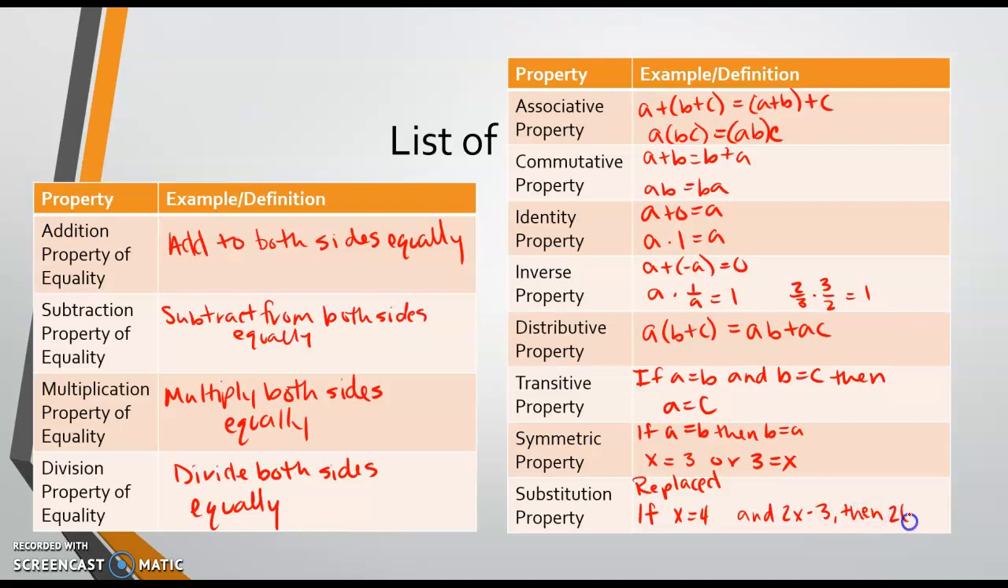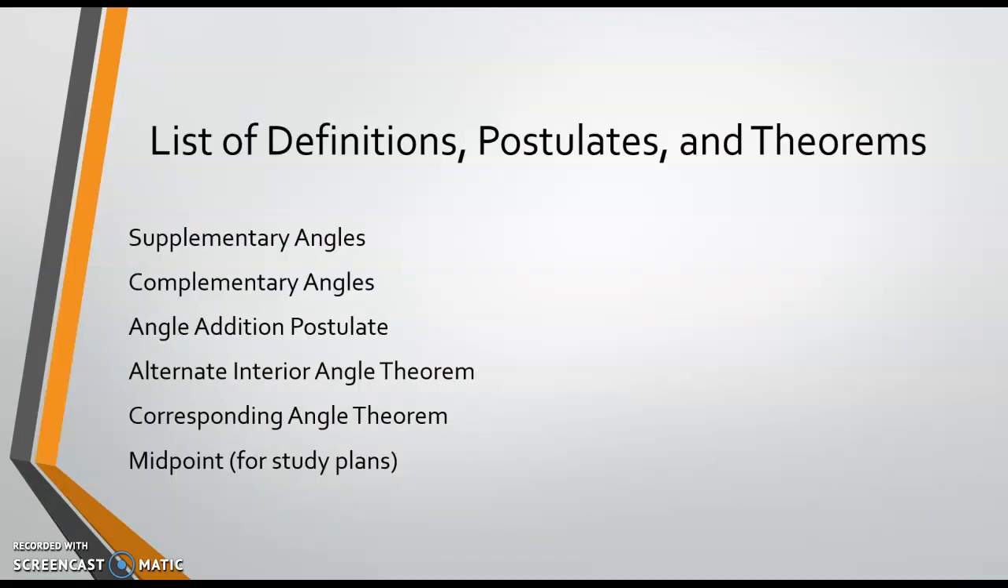We would have 2 times 4 minus 3, and then you would solve it. But that's showing that replacing. All right, so those are a list of properties, things that we know. Now, some list of definitions, postulates, and theorems that we've already used.